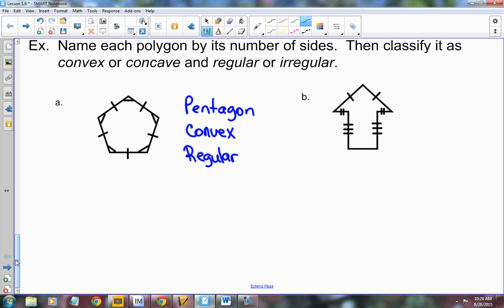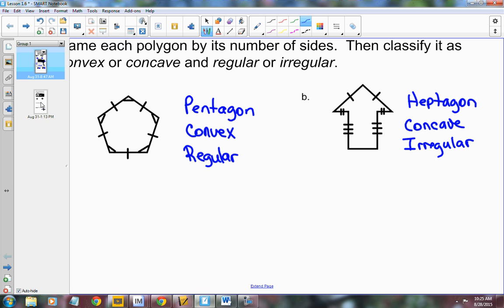Good. All right, how many sides does this guy have? 7, which means it's a heptagon. Okay, is it convex or concave? It's concave. Oops, concave. And because it's concave, it has to be what? Irregular. Only your convex can be regular. All right, any questions on that?